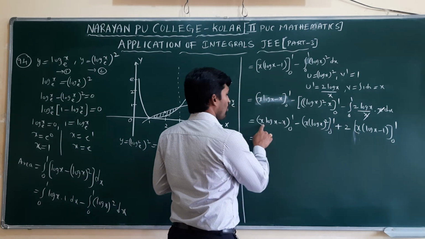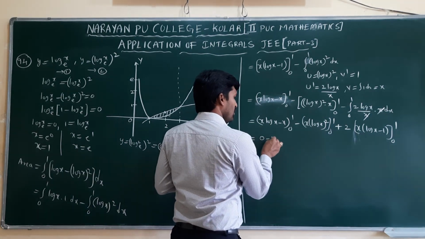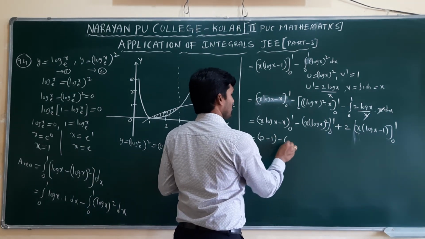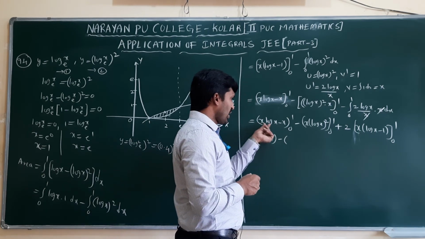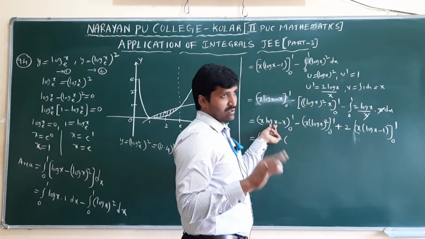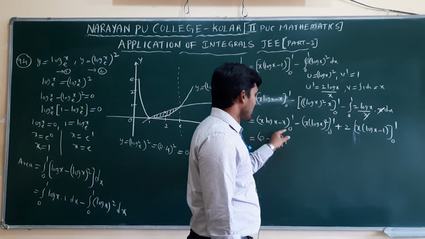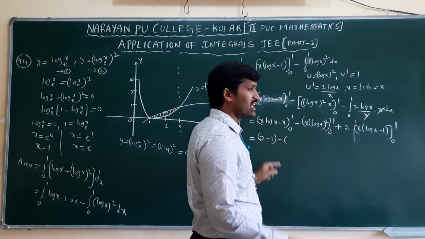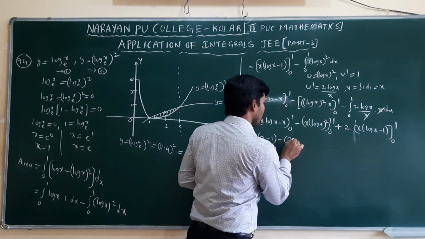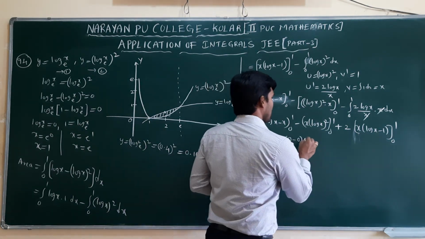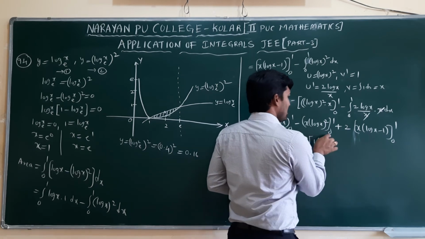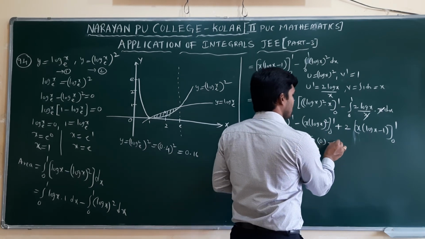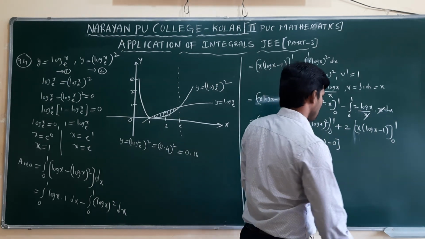No issue. 1 log 1 value is 0, minus 1 minus. Now, as x tends to 0, here 0 into log, but log 0 is not defined. But when x is tending to 0, this value also always tends to 0 only, so 0 will come, minus 0. Next, here the upper limit 1, log 1 value is 0. Here also, when it's tending to 0, what will we get? 0 will come value-wise.